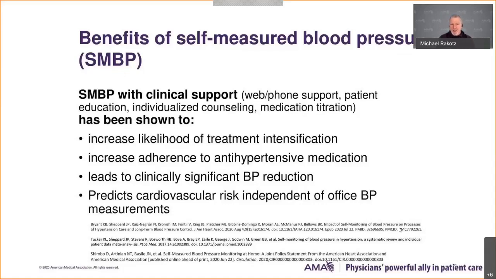And I think this is the why we use SMBP, or why it's so strongly being recommended. Next slide.